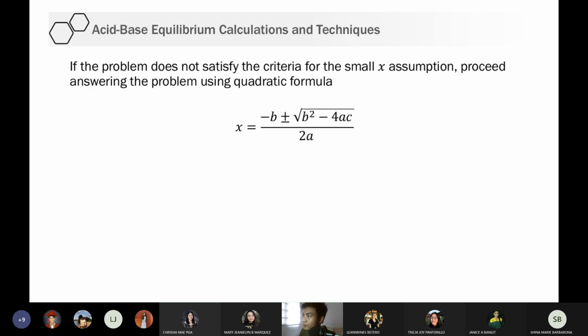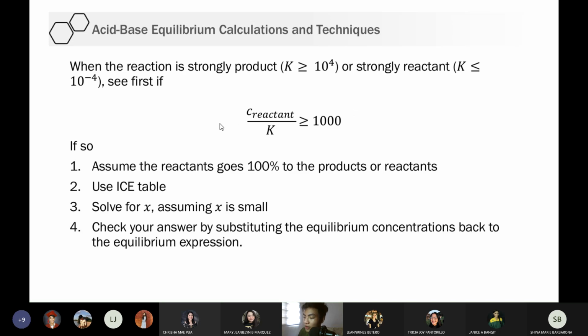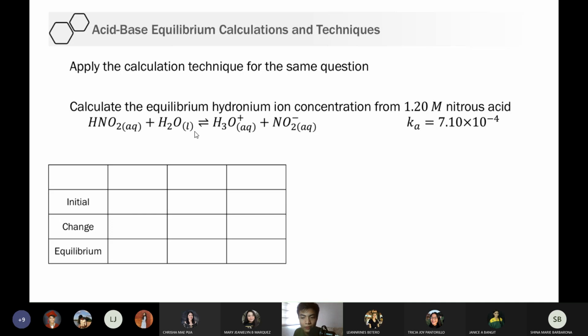However, if your problem doesn't satisfy the criteria for the small x approximation, you need to use the quadratic formula. There's no choice in that case. So again, what is the criteria for the small x approximation? The concentration of reactant divided by K is greater than or equal to 1000. If we meet this, we can use the small x approximation, meaning no more quadratic equation. If it's not met, we will have to use the quadratic. No choice.